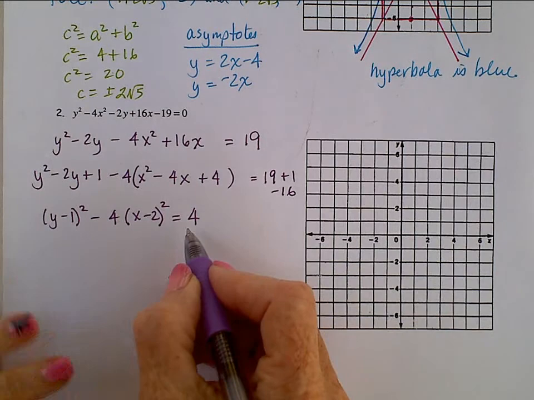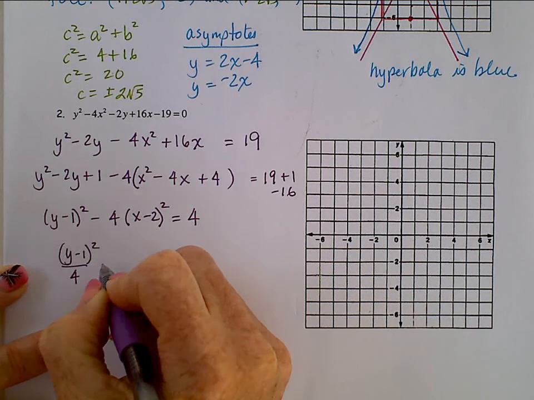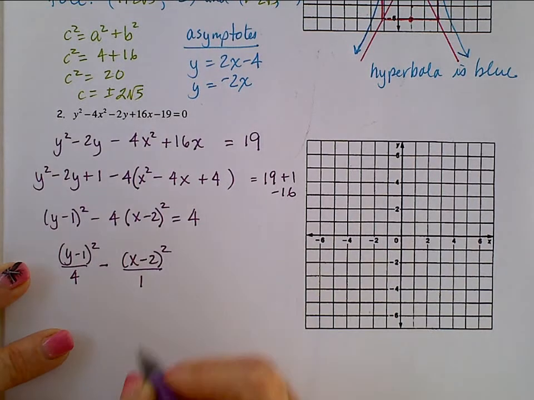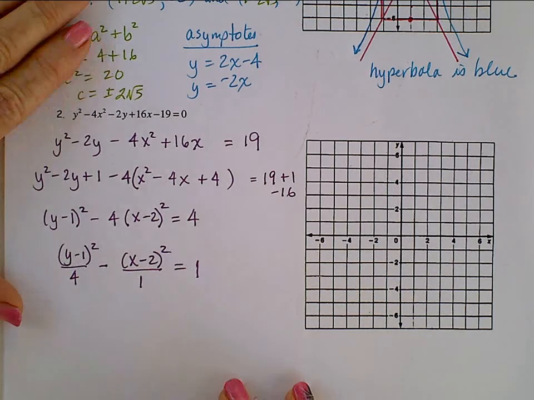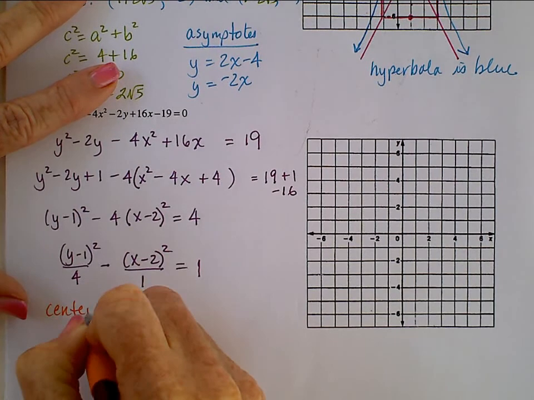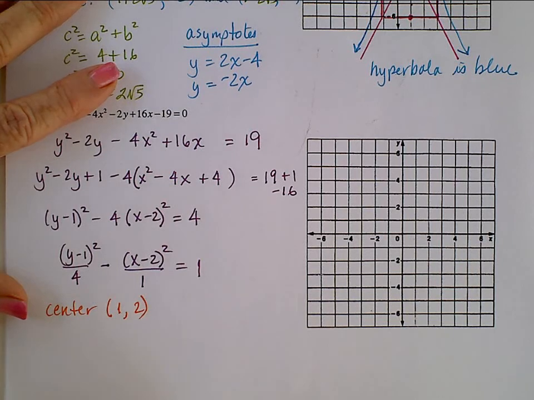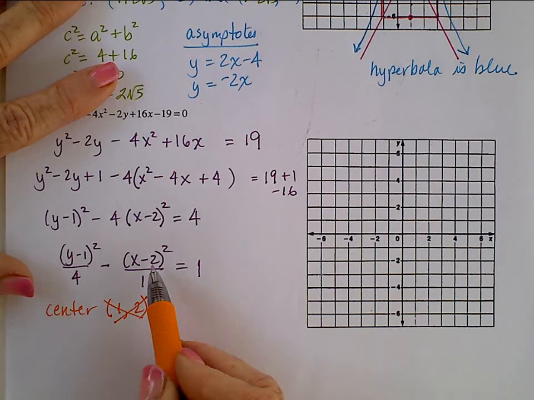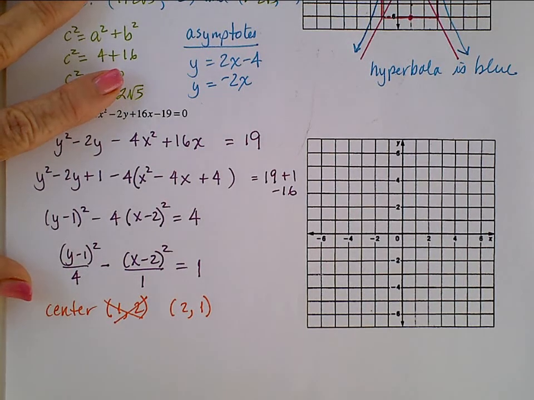Let's divide out that 4. And we have y minus 1 quantity squared over 4 minus x minus 2 quantity squared over 1 equals 1. Now we see our center at 1, 2. No. Not 1, 2. Be very careful here. Very careful. The 2 is with the x. So your center is at 2, 1. Be very, very careful. Center is at 2, 1.